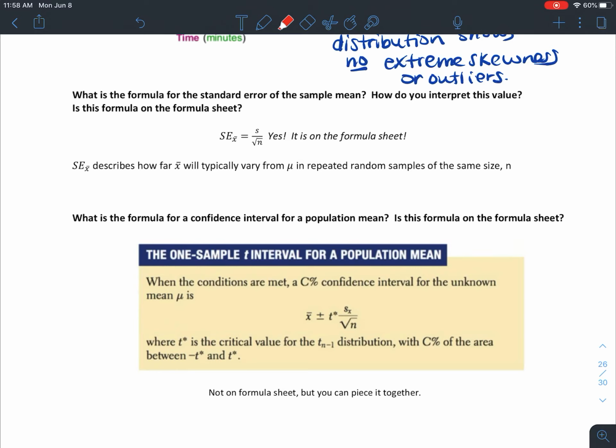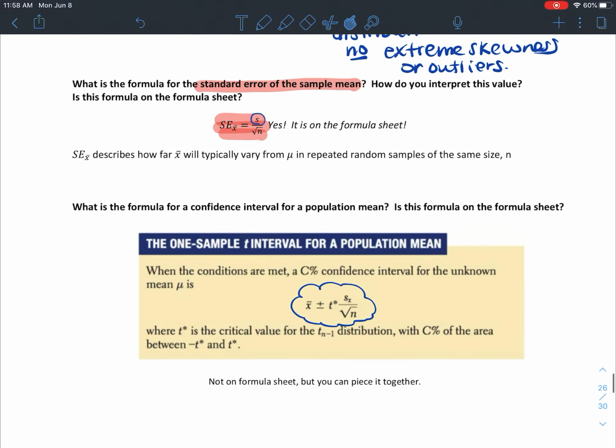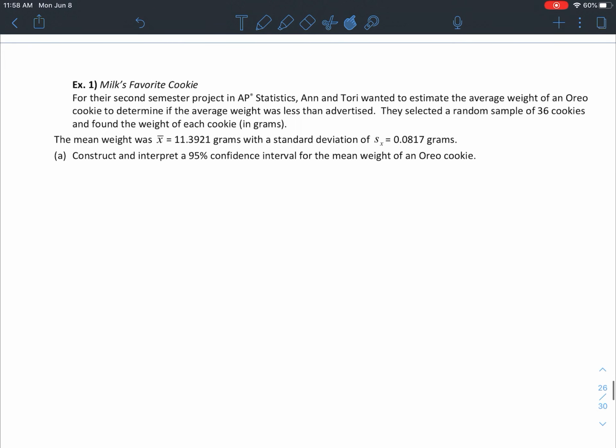All right, so we had talked about there's a formula called the standard error for the sample mean, and that is given by this formula right here. The big difference is we are swapping out what would have been the population standard deviation in the numerator for the sample standard deviation. And here's the formula that we're using to construct a one sample t interval to estimate a population mean. We're actually going to try to walk through hopefully two full examples of creating these confidence intervals today.